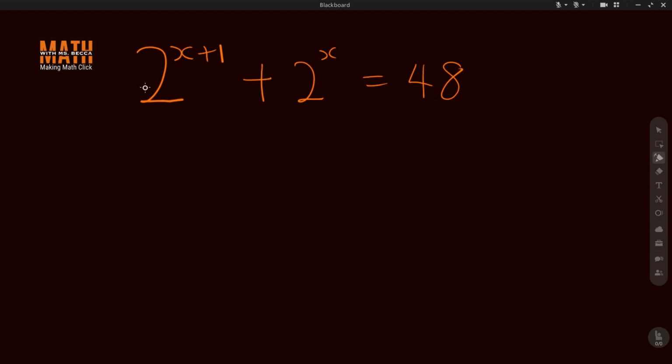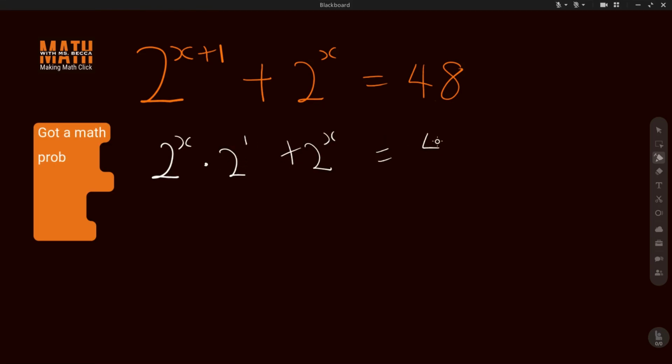Let's take a look at this. Here now we have 2 power x plus 1, which is the same thing as 2 power x times 2 power 1. And then we have 2 power x plus 2 power x equals 48. Now let's collect the like terms on the left hand side.